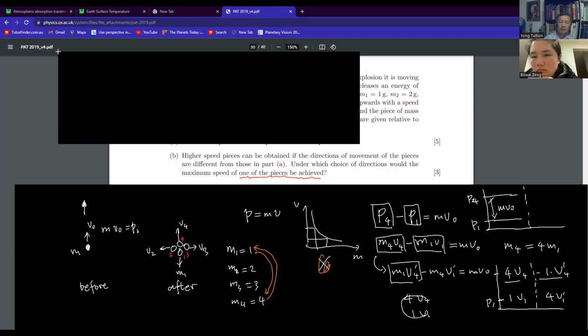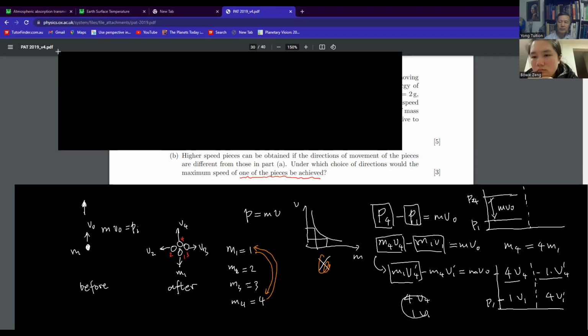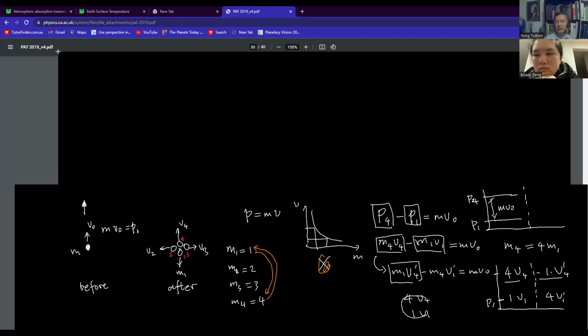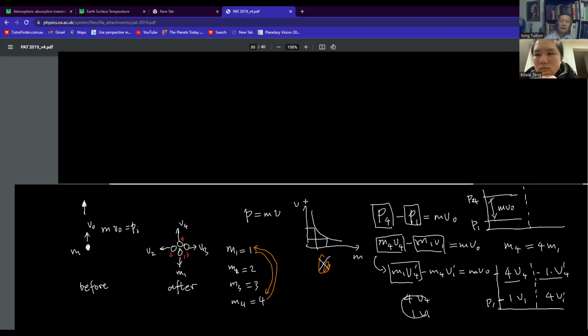Just read it: higher speed pieces can be obtained if the direction of movement changes. Okay, we just follow this idea. There's not many choices except to swap the 1 and the 4. So we have to set up an equation. Before the change, the difference between these two, 4 v4 minus 1 v1, is equal to a constant, the total momentum.